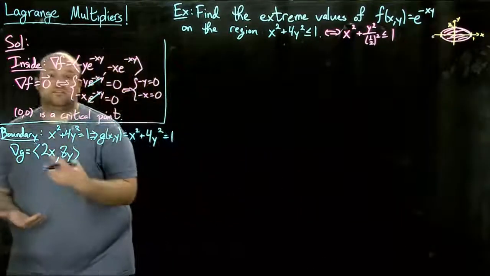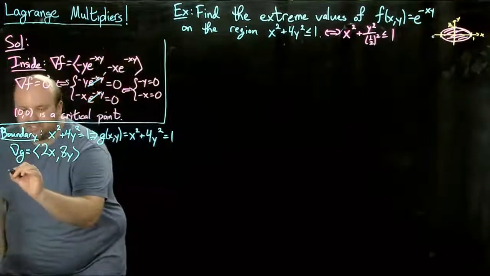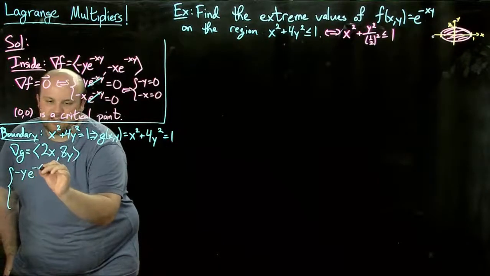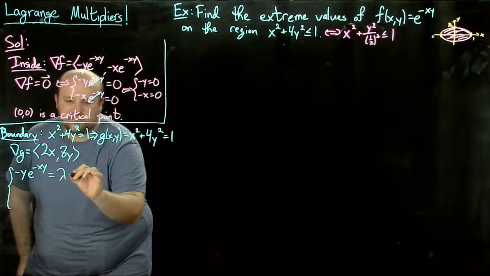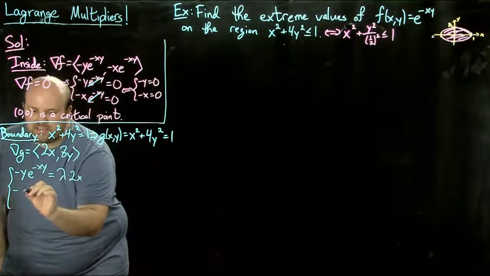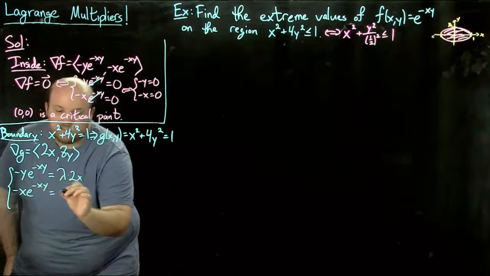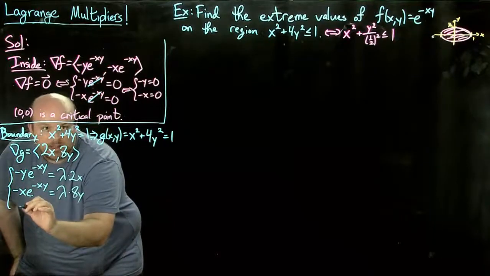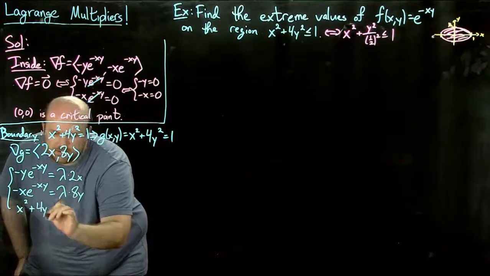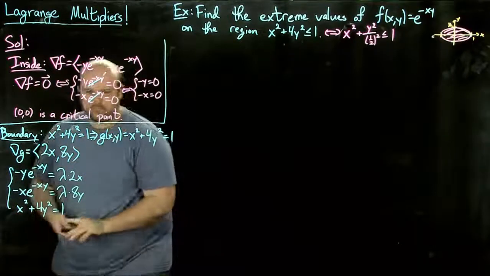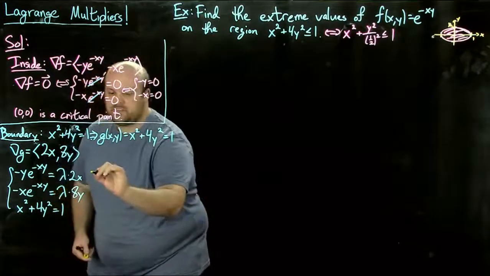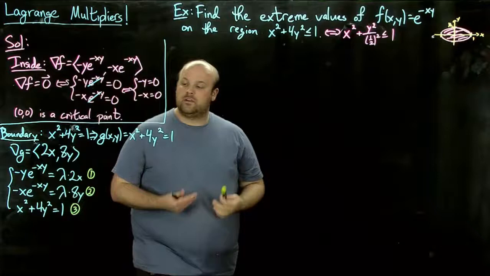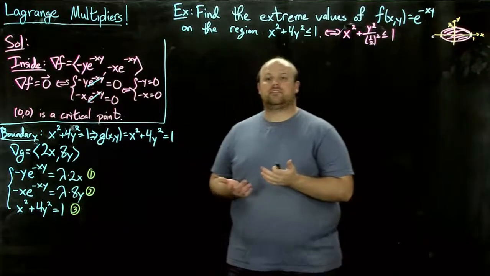All right, so now here comes the fun. We have to solve this Lagrange multiplier system, which is given by negative y e to the minus xy equals lambda times 2x, negative x e to the minus xy equals lambda times 8y, and x squared plus 4y squared equals 1. Okay, and I'm going to again label these 1, 2, and 3. All right, so we have to solve this system.